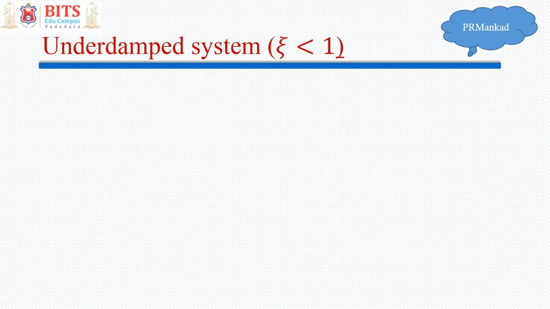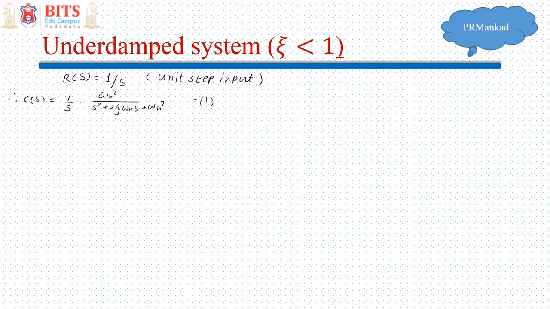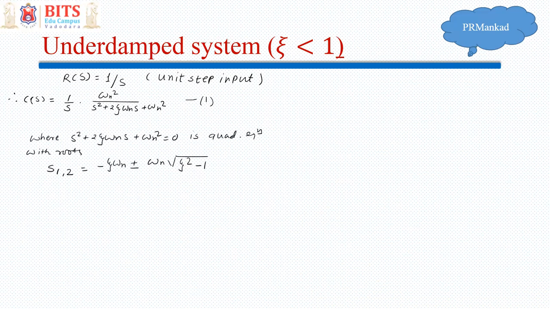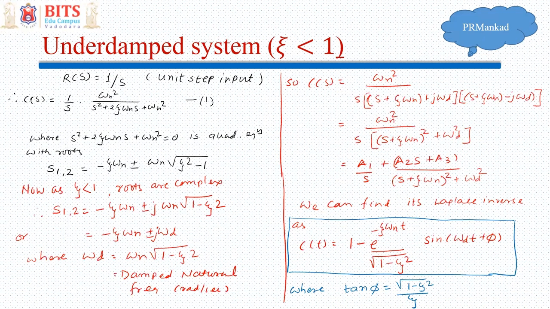Now, an underdamped system is the situation when zeta is less than 1. So you can see the original equation is this. In this situation, if the quadratic equation has zeta less than 1, then the square root of zeta square minus 1 is going to be the square root of a negative number, which is complex. And therefore, we get complex roots. So if I substitute it in complex form, then I get two complex roots.